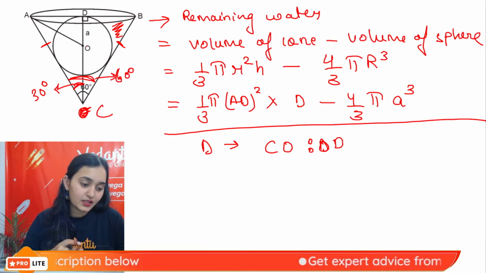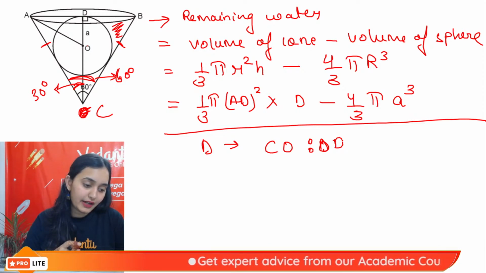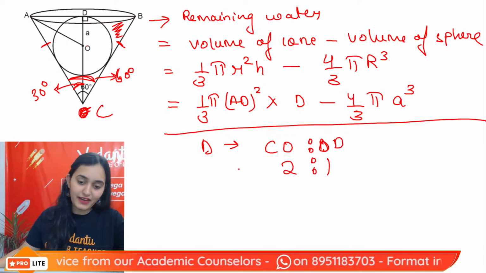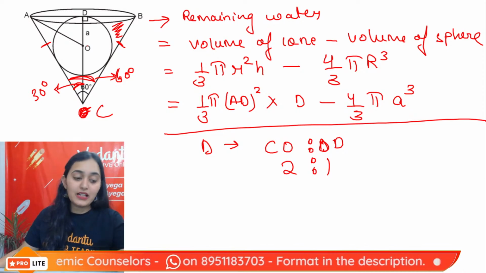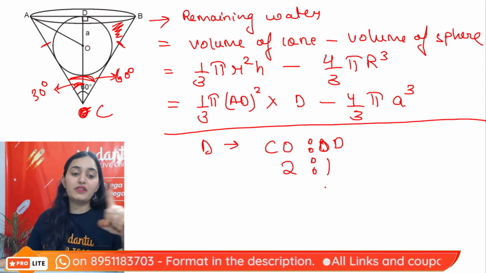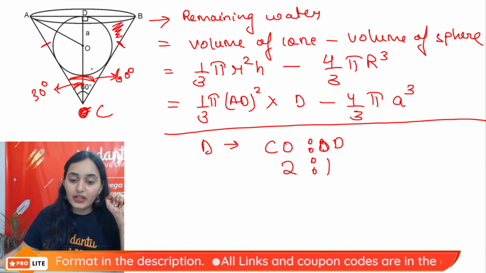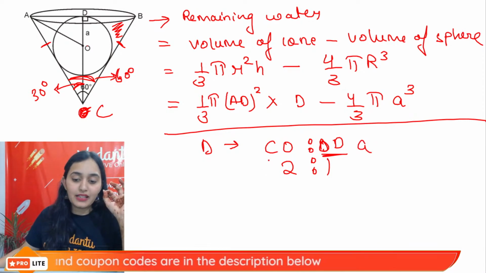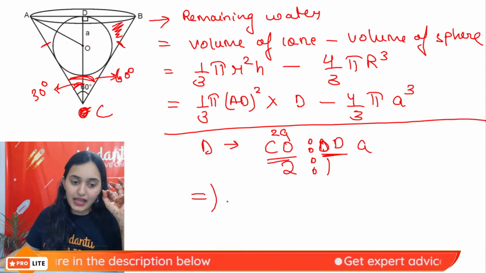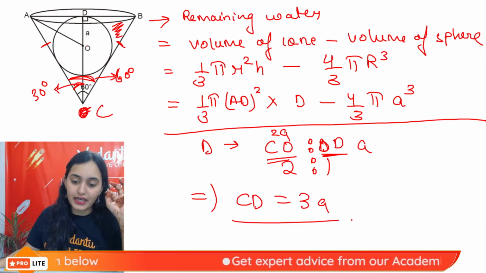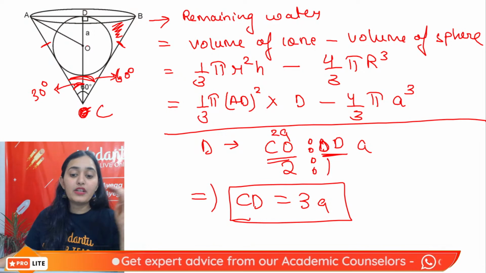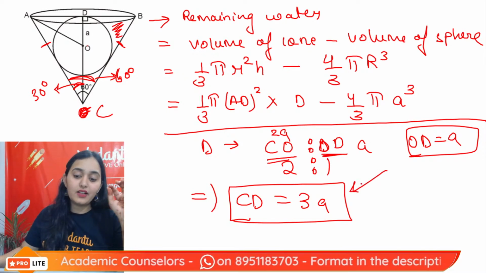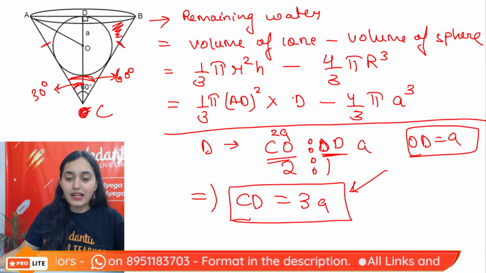It is always better to write the steps as well, right? 2 is to 1. Very good, Uday. 2 is to 1. Very nice. So, the ratio between CO is to OD will be 2 is to 1. Understood? So, if it is given that OD is A, that means CO will be 2A. This implies that CD will be 3 times of A. CO is to OD is 2 is to 1 and we know that OD is the radius of the circle. That means CD will be 3 times of A. So now we have got the value of CD.